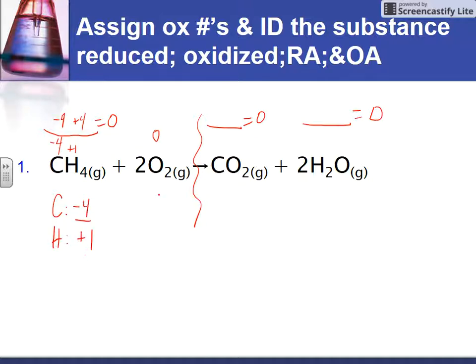Now the other element on the reactant side that we have is oxygen. So let's write down what it is.